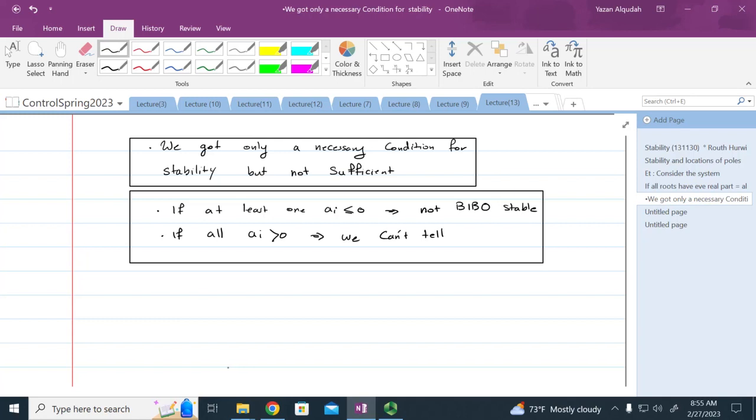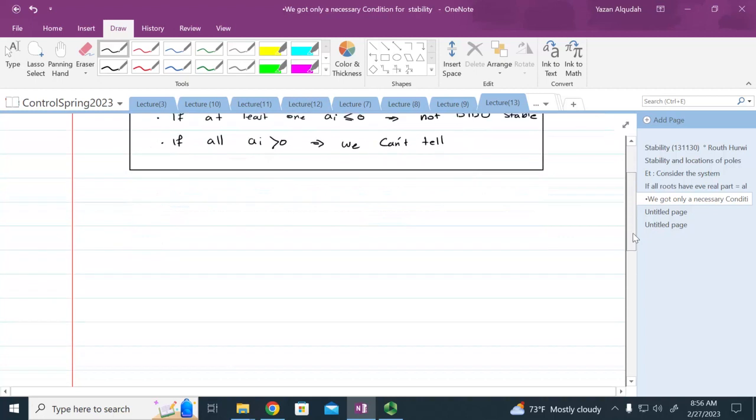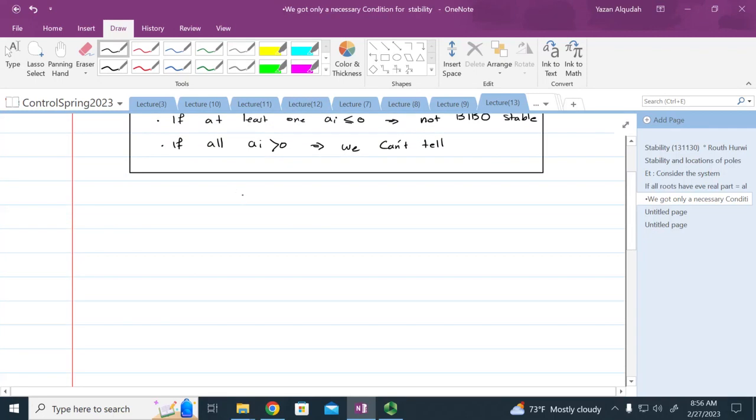Okay. So therefore, we need a tool that will help us determine how many roots are in the right half plane. Again, if we are given a polynomial, if it is missing or if it has any negative coefficients, then we can conclude the system is not bounded input, bounded output stable. But if all the coefficients are positive, then we have to find another tool that will help us determine the stability. And that tool that we're going to be introducing is called the Routh-Hurwitz stability criteria.